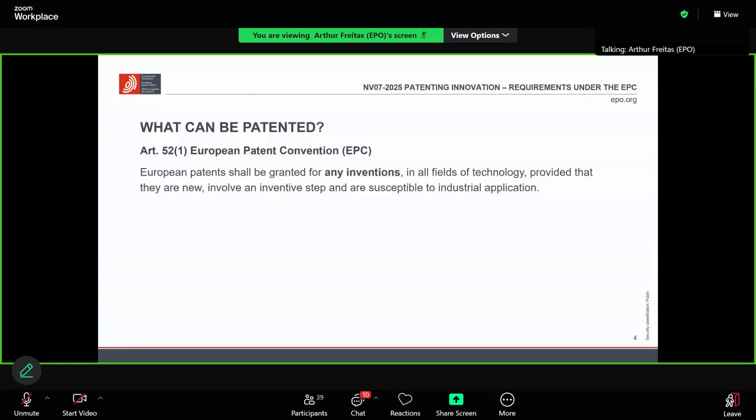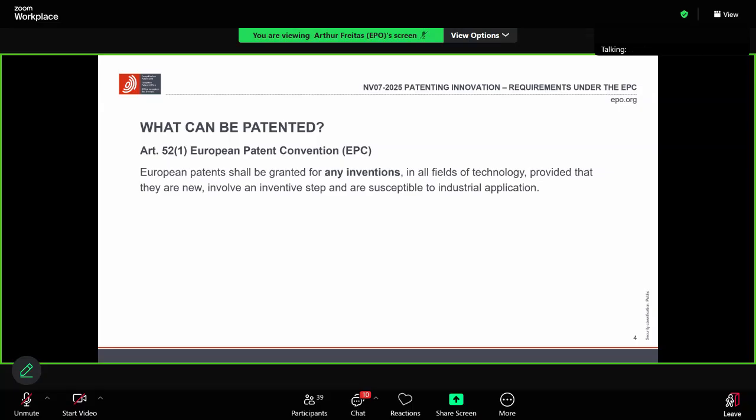Part 2 of the European Patent Convention discusses substantive patent law. Articles 52 to 57 are the so-called patentability requirements. Article 52(1) says that European patents shall be granted for any inventions in all fields of technology, provided that they are new, involve an inventive step, and are susceptible to industrial application. Let's unpack. We're talking about any inventions broadly, but we're limiting to fields of technology. So there must be some technology behind that. There needs to be something technical. And then we introduced 3 requirements.